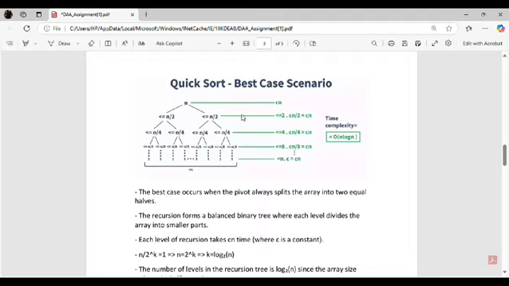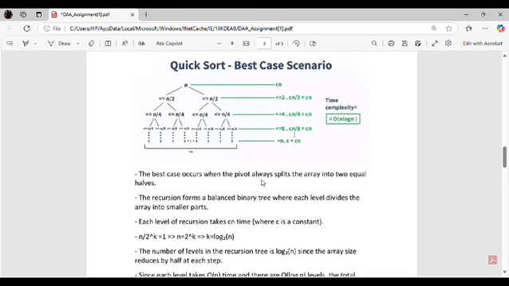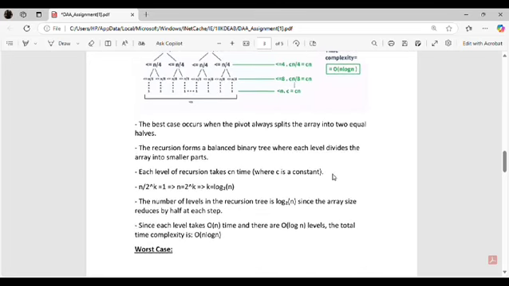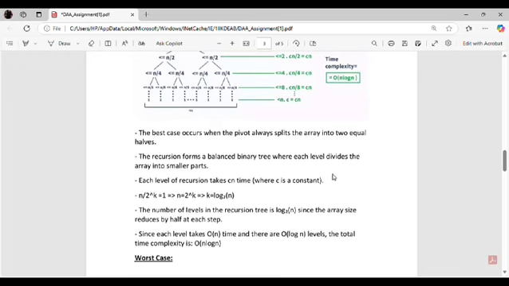The depth of the binary tree is given as n by 2^k, where we can give the number of levels in the recursion tree as log n base 2, since the array size is reduced by half at each step. Since each level takes O(n) time and there are O(log n) levels, the total time complexity is given as O(n log n).